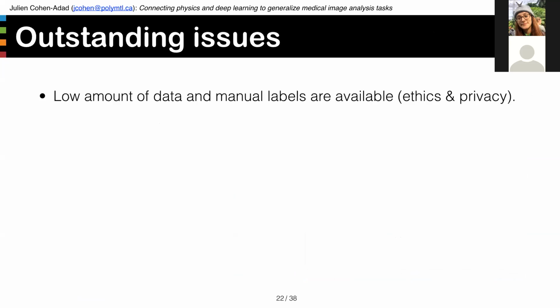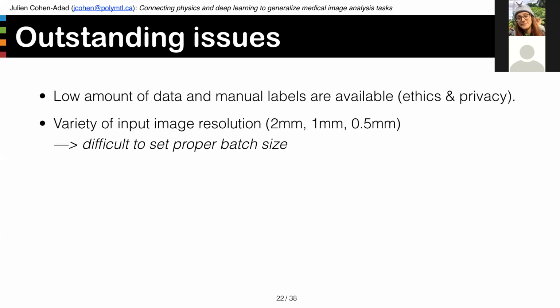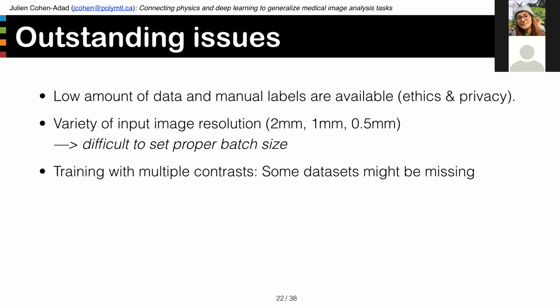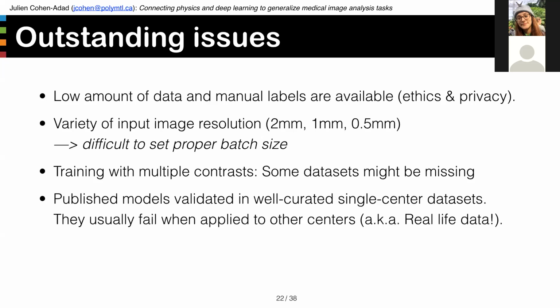As I mentioned, there's a low amount of data, and especially manual labels in medical imaging. And that is partly related to issues with ethics and data privacy, especially here in Quebec. There's also a variety of inputs, image resolutions, image contrasts. So it's very difficult to set a proper batch size when we train models. Because ideally we want the model to work for all the existing MRIs on the planet. When we train with multiple contrasts, sometimes data might be missing, so it's a bit tricky.